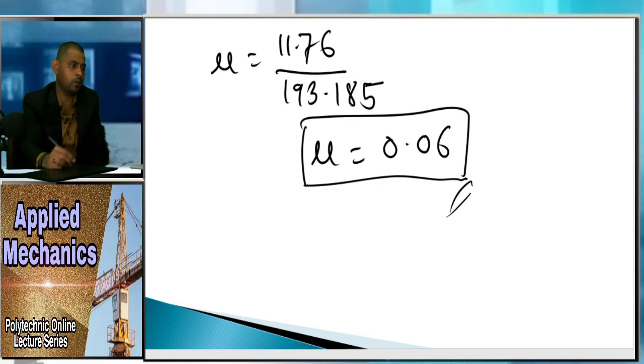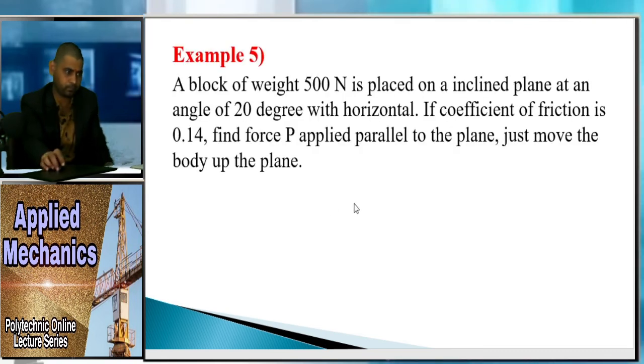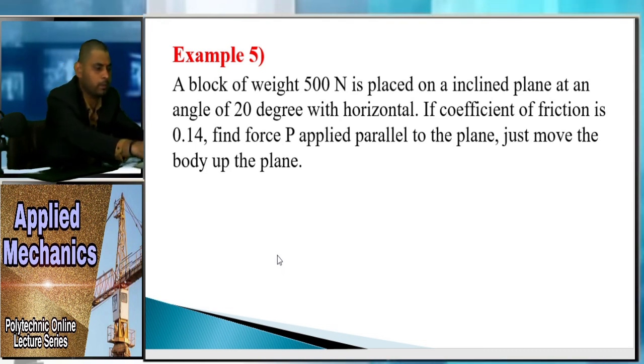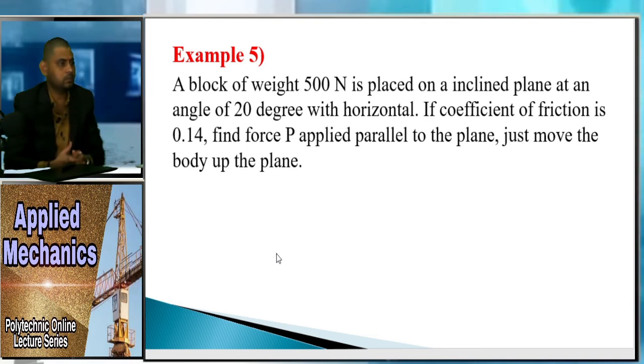Now let's discuss another problem. You can see here problem number 5. This problem is very important. So here a block of weight 500 Newton is placed on an inclined plane at an angle of 20 degree with the horizontal. If the coefficient of friction is 0.14, find the force P applied parallel to the plane just to move the body up the plane.